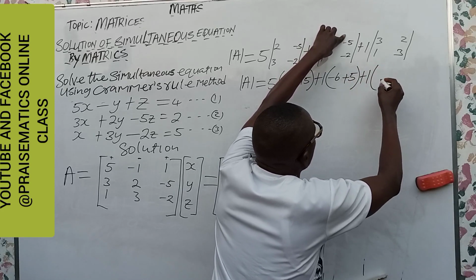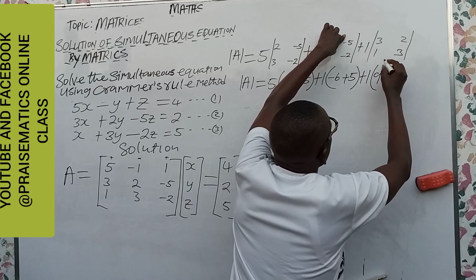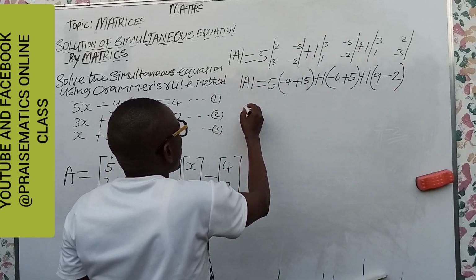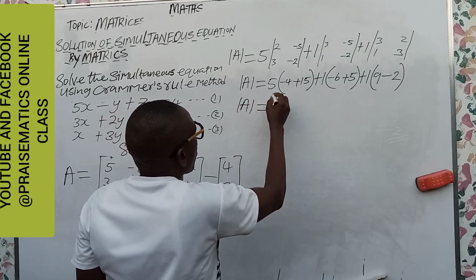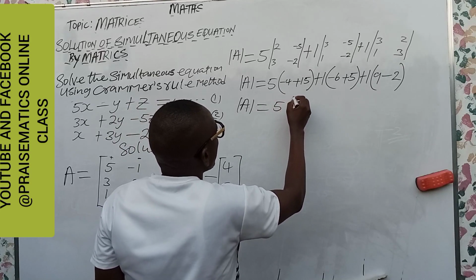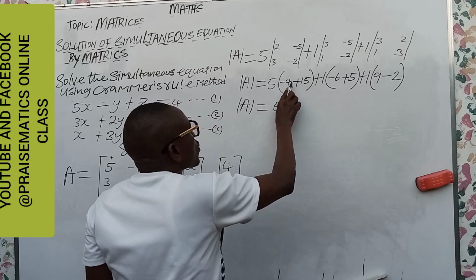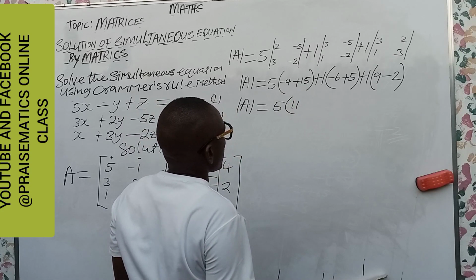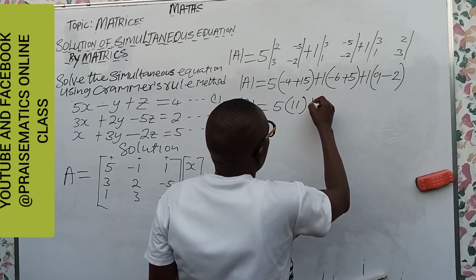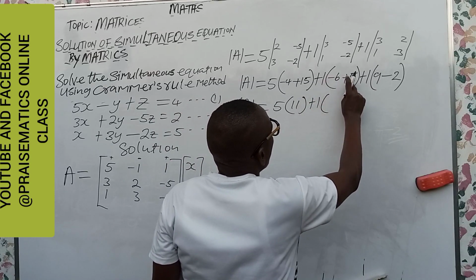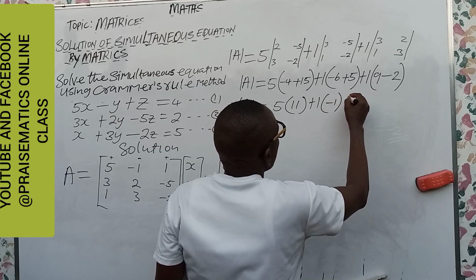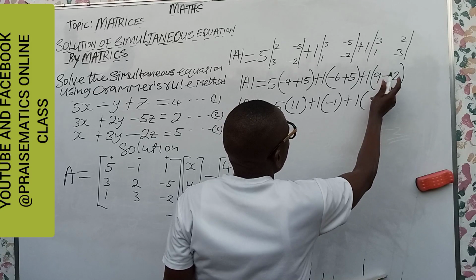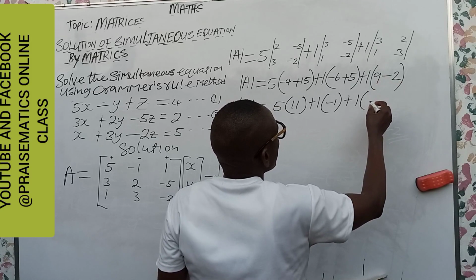Plus 1 into 3 times 3, 9, minus 1 times 2, 2. Close it. Finally, what do we have? The determinant of A is equal to 5 into bracket: 15 minus 4 plus 15 will give us 11. Are you with me? Yes. Plus 1 into, minus 5 plus this will give us -1. Close it. Plus 9 minus this will give us 7.